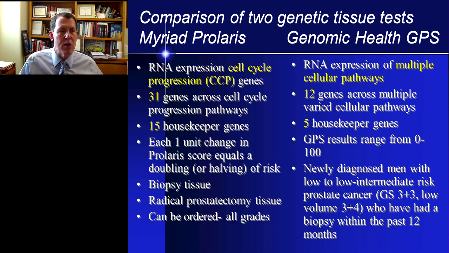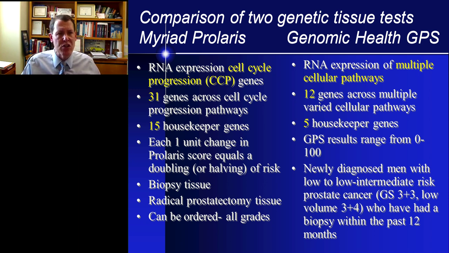The Myriad Prolaris, in addition, can be commercially done on radical prostatectomy tissue, and the Prolaris can be ordered on all grades of cancer, whereas the Oncotype test is more limited to newly diagnosed men with low to intermediate risk prostate cancer, Gleason 6 or low volume Gleason 7, who have had a biopsy within the past 12 months. So on-label use would be a little bit more restrictive for the Genomic Health test.